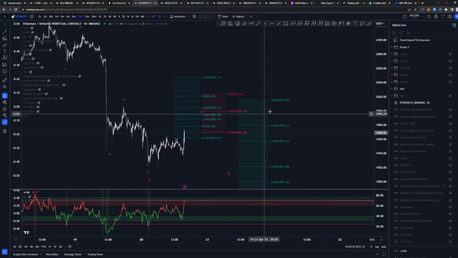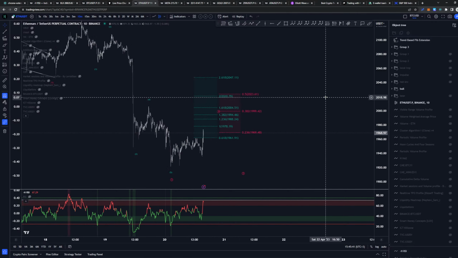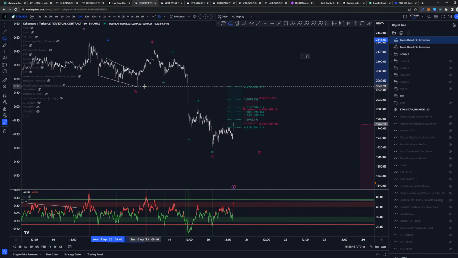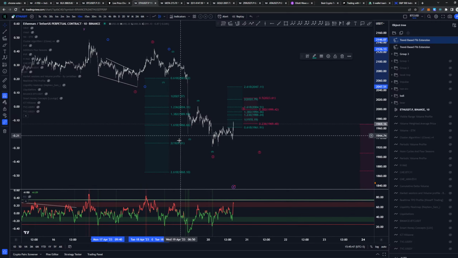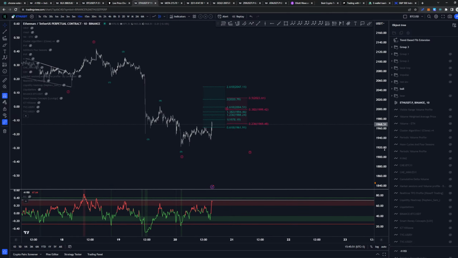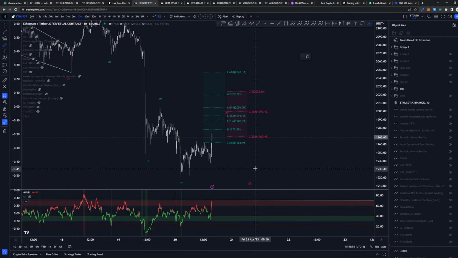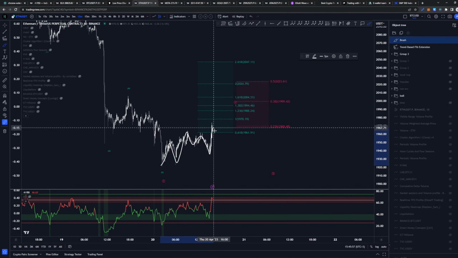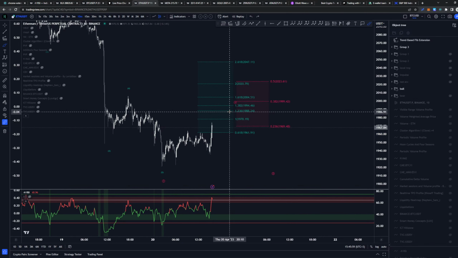Let's get rid of that. Let's get rid of that. Check out the extension here for the third wave. 2-to-1 extension. Not the main target for any scenario, but yeah. But yeah, I feel like this being 3, 3, and then 3 here would be the idea.